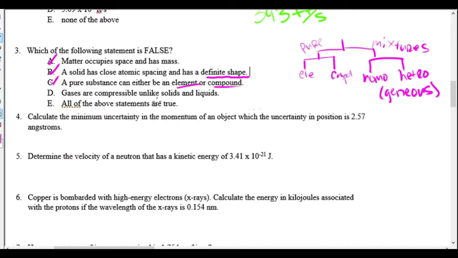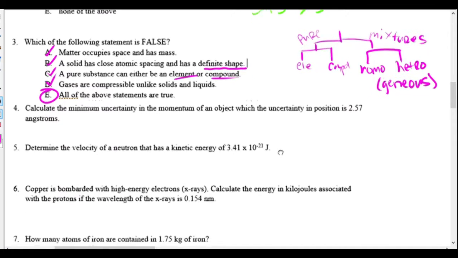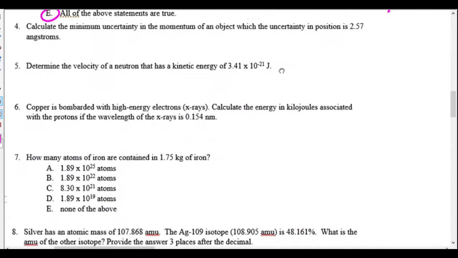Gases are compressible unlike solids and liquids. For the most part, yes, that's true. Well, gases are compressible. Yeah, I guess you can't really compress liquids or solids. And so that really just leaves all of the statements are true. When you're working on a multiple choice like this, don't take too much time, but take your time, kind of go through each one and see how that's going to work out for you, if it's good or not. Okay.